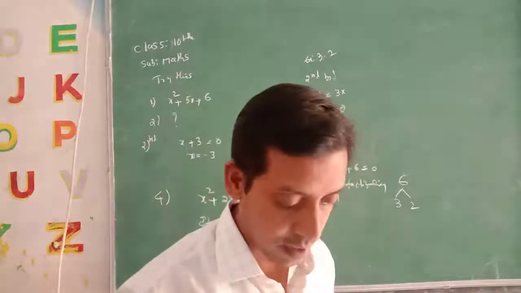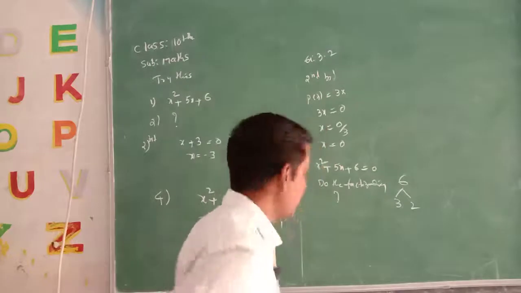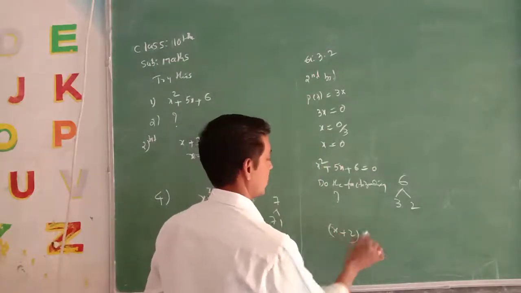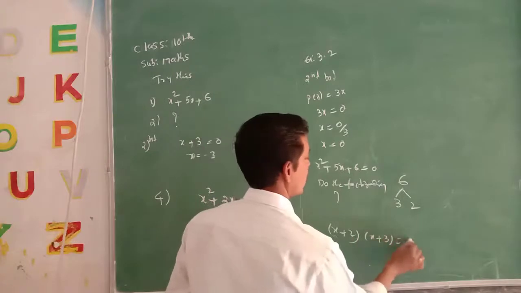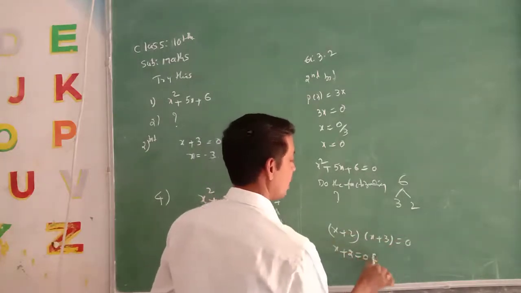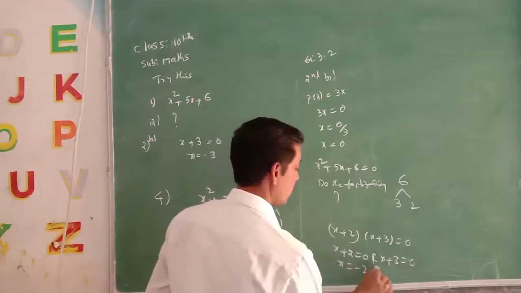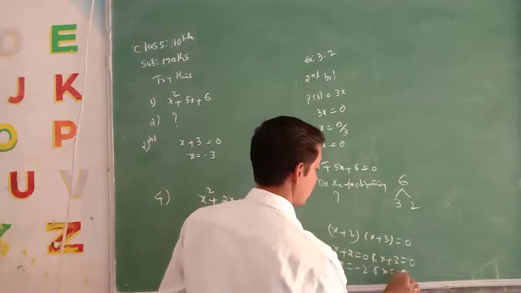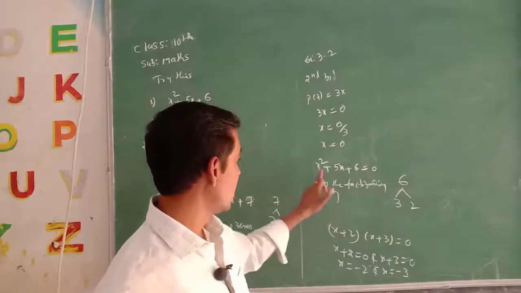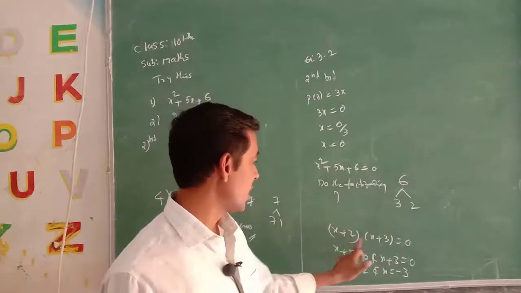Okay? Next, x plus 2 into x plus 3, equal to 0. You have to equate to 0. x plus 2 is equal to 0 and x plus 3 is equal to 0. x is equal to what here? Minus 2. x is equal to what here? Minus 3. So like that. Okay? This also will come like this only: x square plus 2x plus 3x plus 6. So if you take the common, you will get like this.